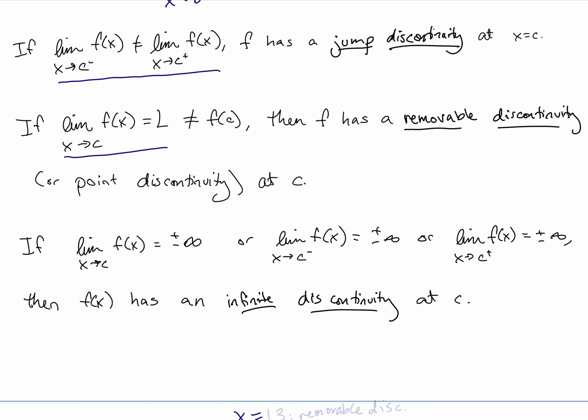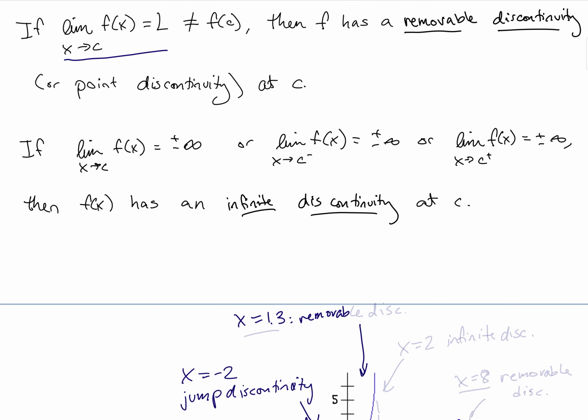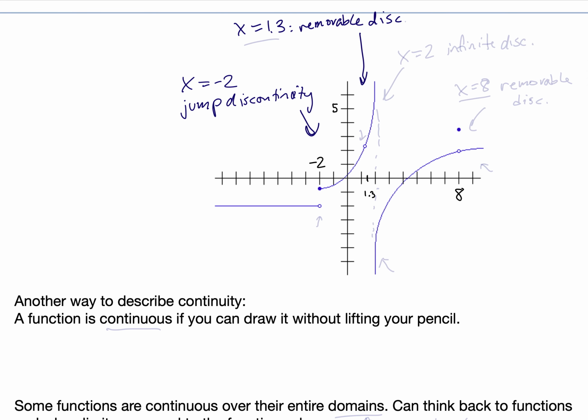For x equals 1.3, that is a removable discontinuity, and it's a removable discontinuity because the limit as x approaches 1.3 of f of x does exist. It's just not equal to the function value at that point. We see that the limit for x approaching 2 is an infinite limit situation. So at x equals 2, we have an infinite discontinuity.